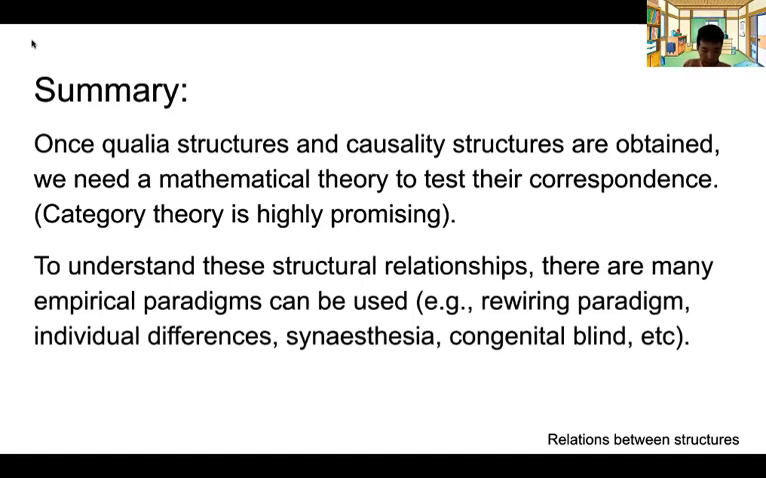But the important thing for this lecture is that to understand this structural relationship between qualia structures and the causality structures, there are many empirical paradigms that can be used. Rewiring paradigm is one that I briefly talked about today. But individual differences and also synesthesia, congenital blindness, and many other things can actually be used to test the structural correspondence between qualia and causalities. And this is a highly promising direction of future experiments.